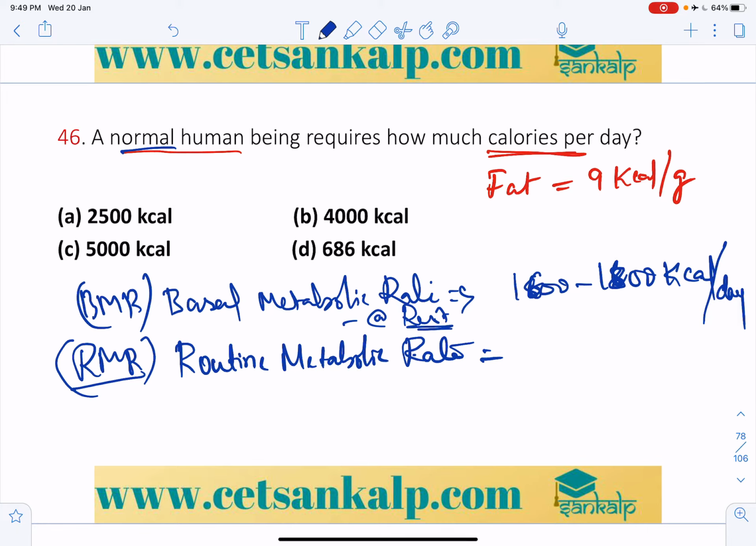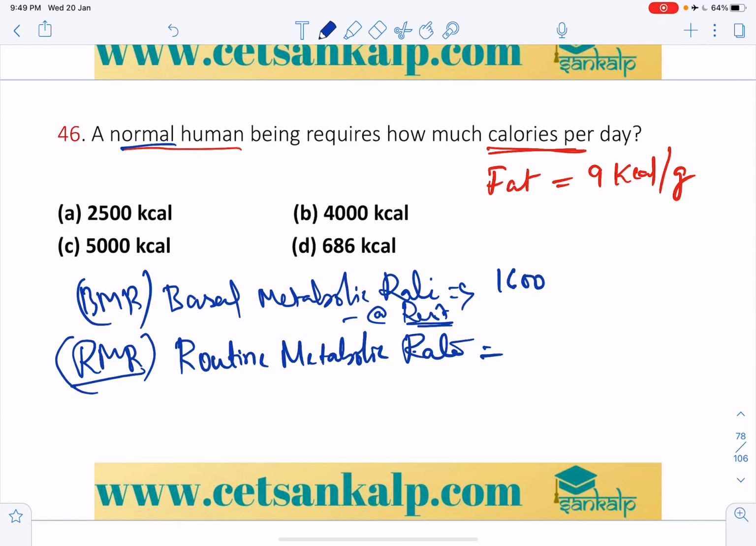At sleep, or at rest, the required energy, the required calories, is 1600 kilocalories to 1800 kilocalories per day.